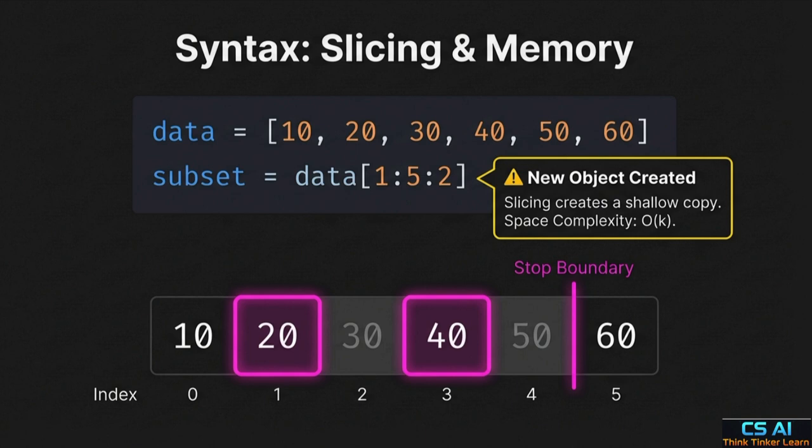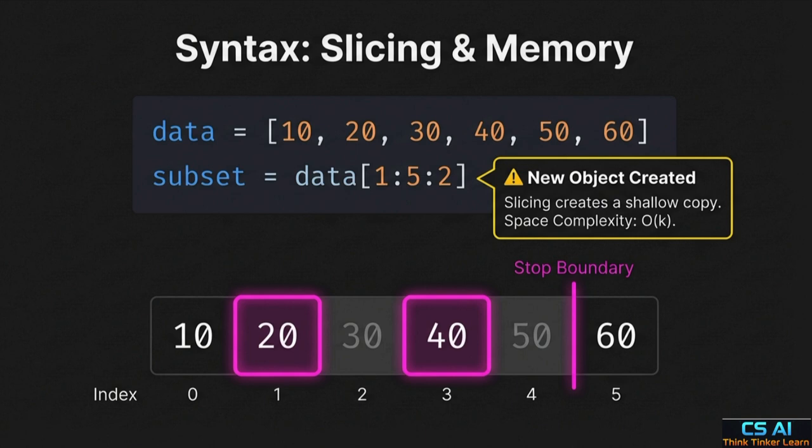What this means is that if you slice an array of size n to get a subset of size k, the space complexity of that operation is O(k). Look at the diagram, where we select indices 1 and 3 within the stop boundary. The resulting subset array is a completely separate entity in memory. If you're working in a tight loop and constantly creating slices of large arrays, you might unknowingly be bloating your memory usage and triggering the garbage collector.